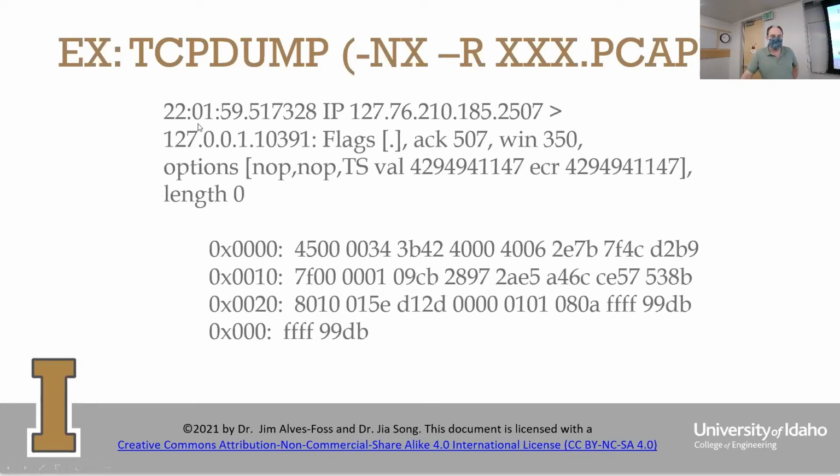Part of this is the time the packet was received. It was an internet protocol packet. Here's the source host and port. I'll talk about that later. It was sent to the destination host and port. Here's something about the flags. It had an ACK and a WIN. We don't worry about all those. Here are the raw bytes we see. That's important.